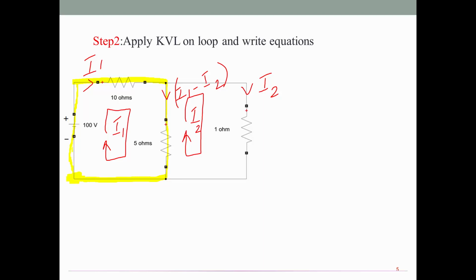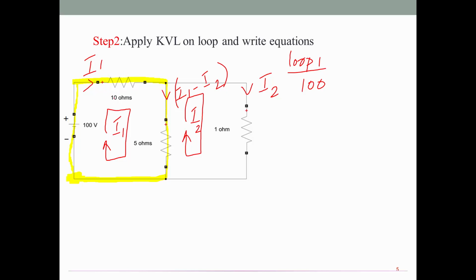So moving upward, I am witnessing the voltage source. In order to consider the sign of the voltage source, I have to check with the loop current direction. The loop current leaves the positive terminal of the voltage source, so I have to take plus 100. Witness the next element on this loop, that is the 10 ohm resistor.